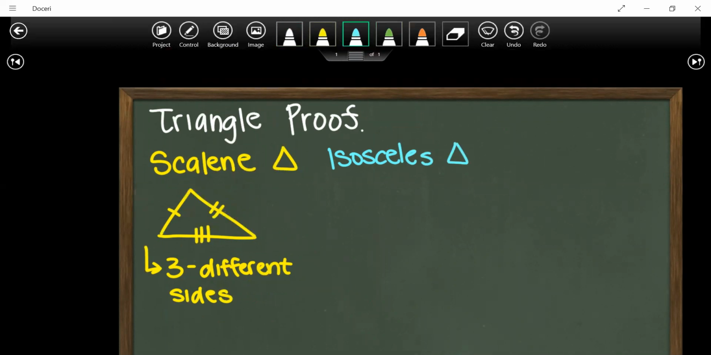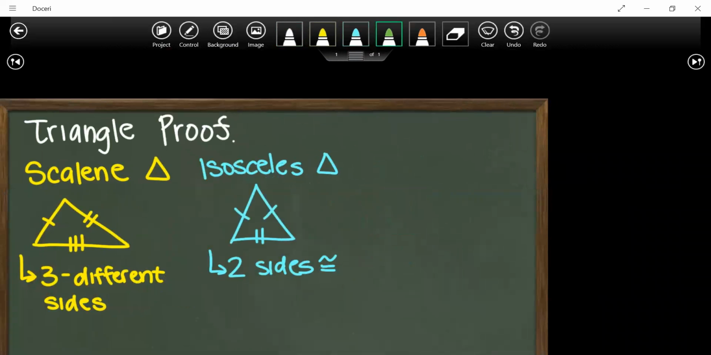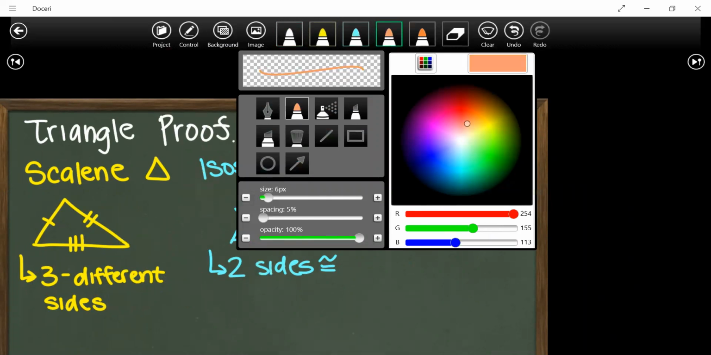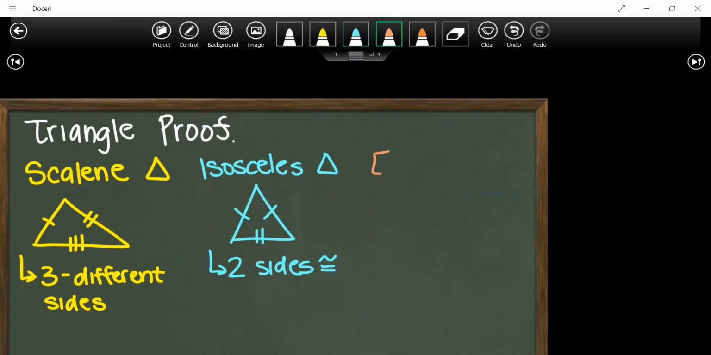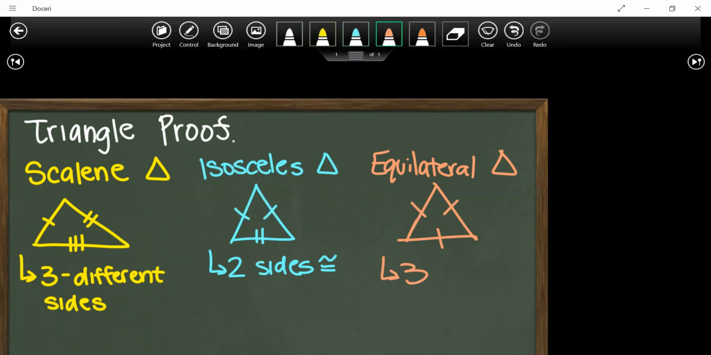An isosceles triangle is a triangle with two sides congruent. If you have a triangle with 2 sides congruent, definitely isosceles. Our last case and our last scenario here: we have an equilateral triangle. Equilateral triangle means that we have three sides congruent.